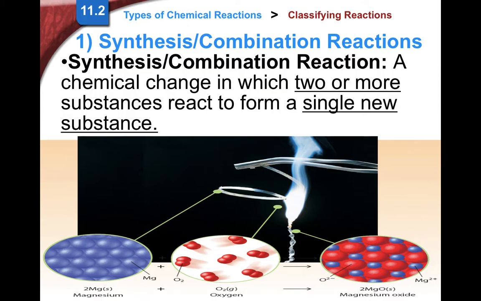Okay, so first, definition. Synthesis or combination reaction is a chemical change in which 2 or more substances react and they form one new substance. So you're always starting with 2. You could start with more, but in our examples, we're always going to have 2 substances. They're generally going to be elements, and they're going to just join together and form one single new substance, which is going to be a compound.